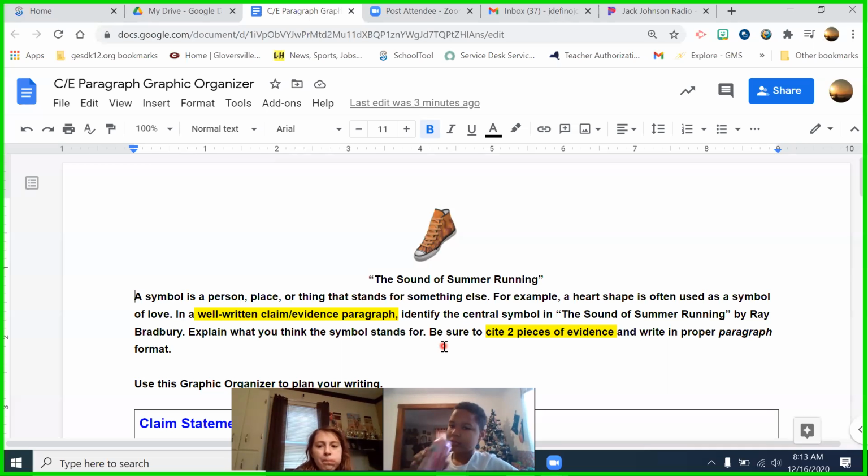What is that? How does that help me answer the question? Yeah, that's what I have to write about. Okay, yes, I have to write about The Sound of Summer Running. Maybe it's the shoe, but I don't know yet. But what I have to do in my paragraph is identify the central symbol in the story.